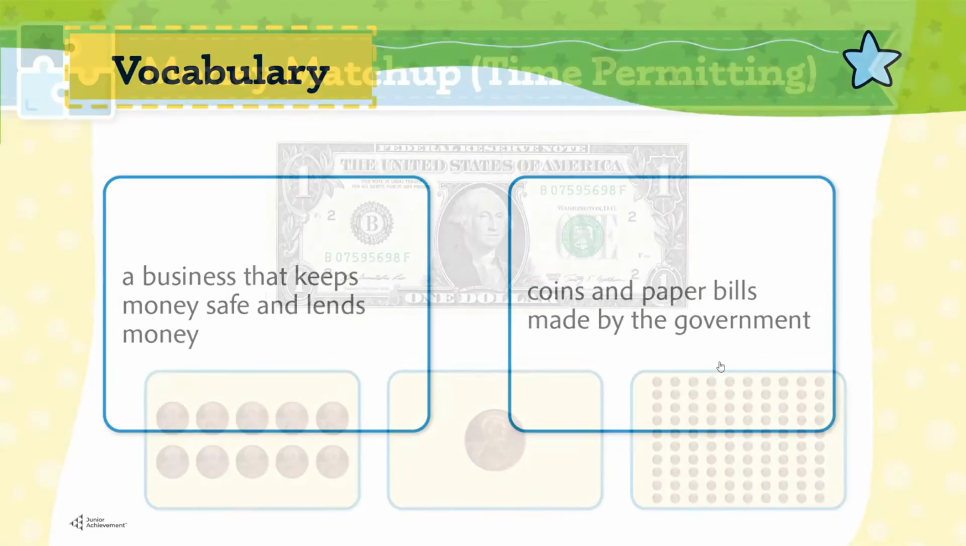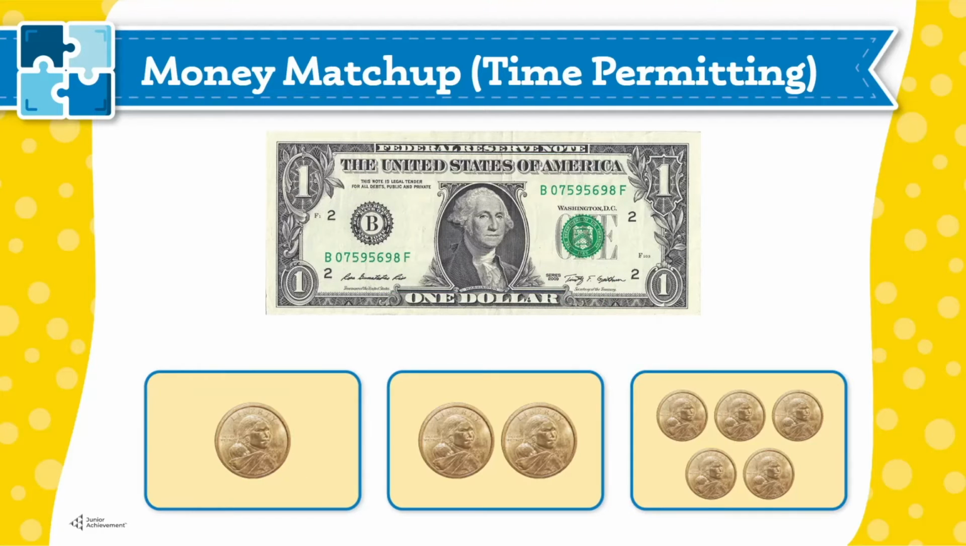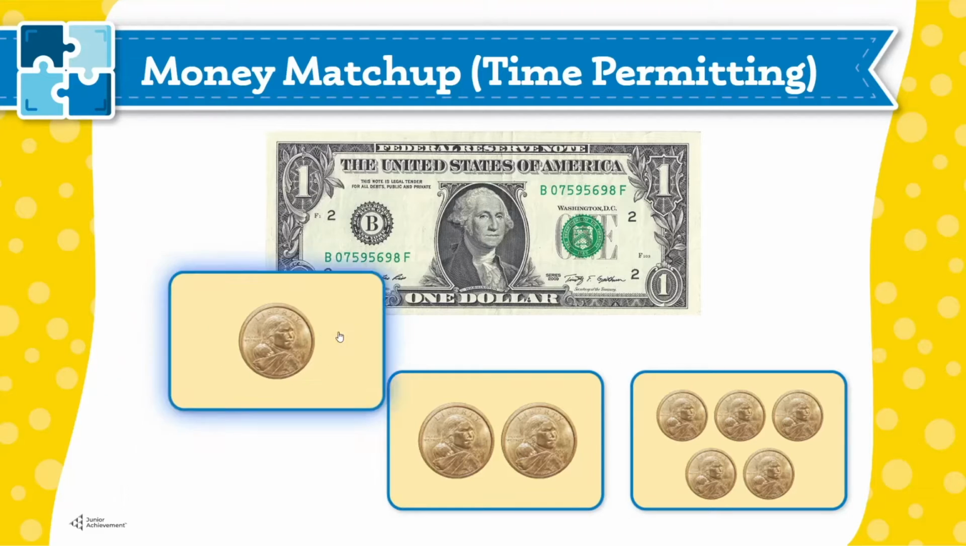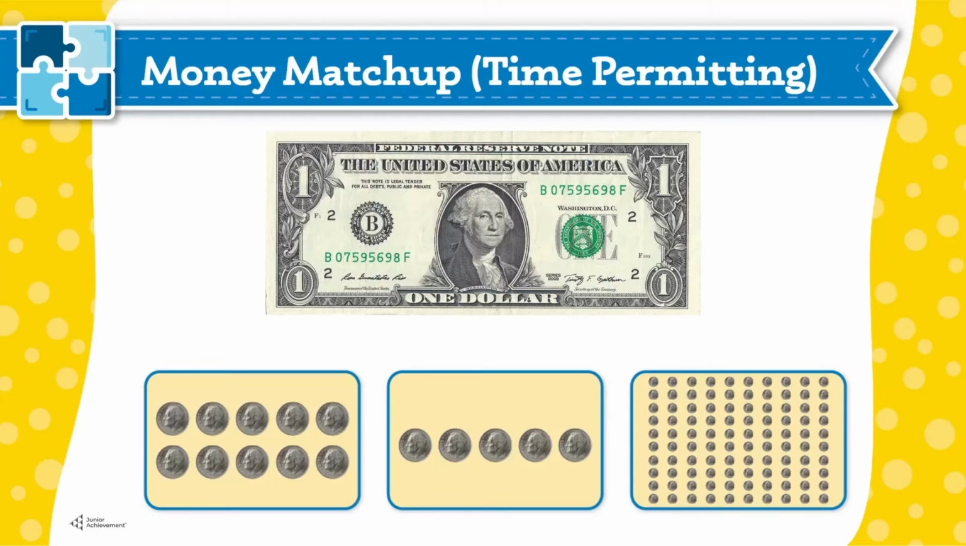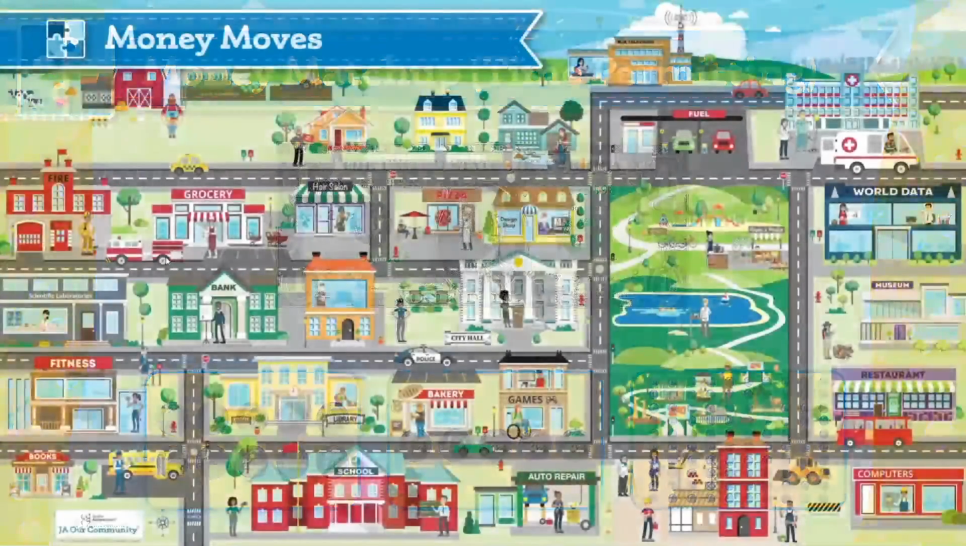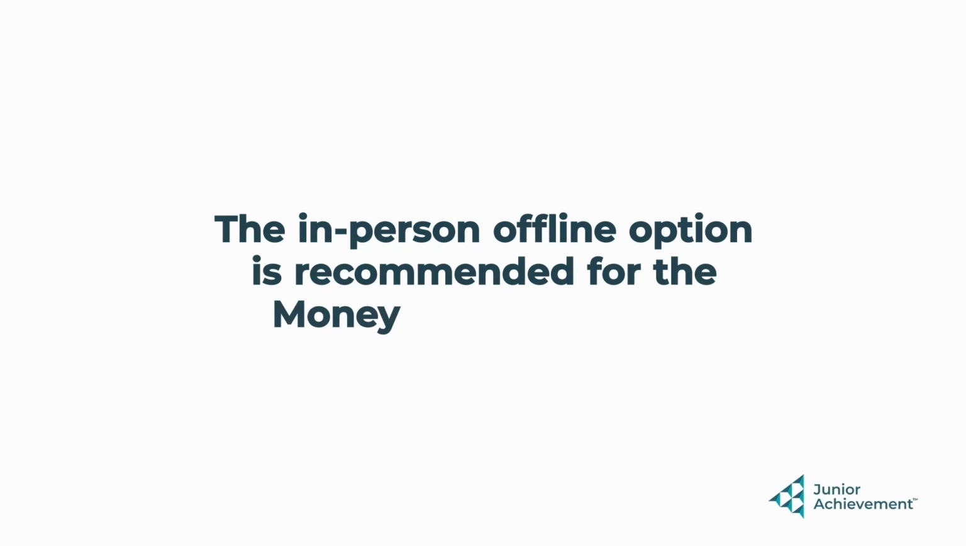reading them aloud. Display the money matchup slide and prompt students to identify the correct number of coins equal to $1 on each slide. Or have a class discussion to review the values of coins. Ask your teacher if they have hands-on manipulatives to aid the discussion or bring in real coins as examples. Use the classroom map or the interactive map to demonstrate how money moves around the community while reading the prompts in the guide. The in-person, offline option is recommended for the Money Moves activity.